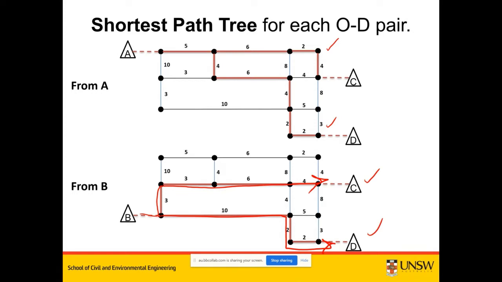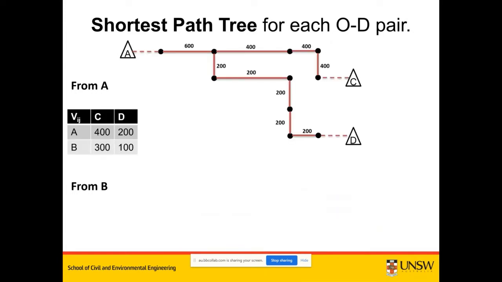And now that we have the shortest paths, it's very easy. Now we're going to do an all or nothing assignment. In all or nothing assignment, we assign all the trips to the shortest path. So let's have a look. How many people are going from A to C? I have 400 people going from A to C.